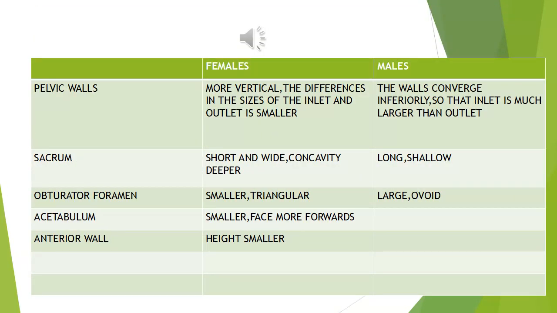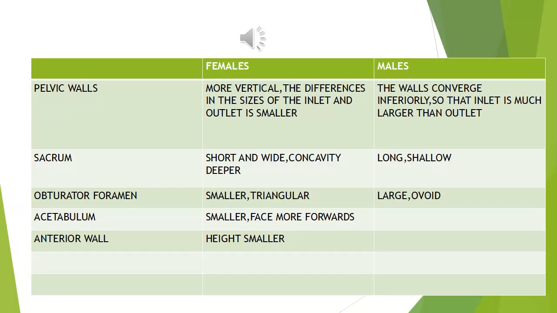And if you see the pelvic walls, in the case of female, the walls are more vertical, so that the difference in the sizes of inlet and outlet is smaller. There is not much difference in the size of the inlet and the outlet because of the vertical orientation of the wall of the female pelvis. But in the male, the pelvic wall is converging inferiorly, so that the inlet is larger than the outlet. Just like a funnel, it will happen in the case of males.